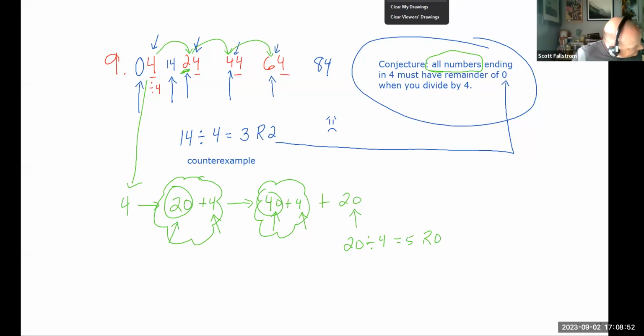Question number 10, Al and Betty extending the sequence 2, 4, 8. Al said it's this. Betty said it's this. What do you tell these students? They're arguing over who got it correct. We've talked about something like that in class a few times, so I'm going to leave that one to you definitely.